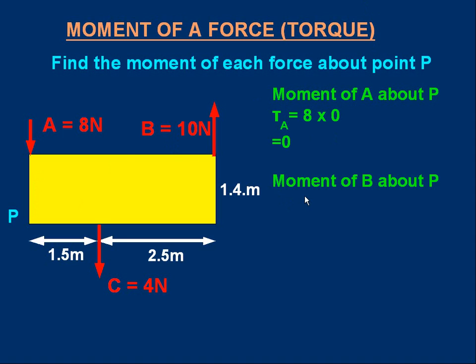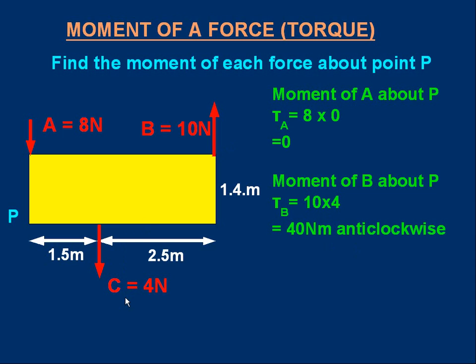What about B? The moment of B about P, well, it's 10 newtons. Imagine the line of action drawn in. Hope you can see the line of action would be a distance of 1.5 plus 2.5, 4 meters. So the moment of B about the point P is 10 newtons times 4 meters, 40 newton meters, and I hope you can see its effect would be anti-clockwise.